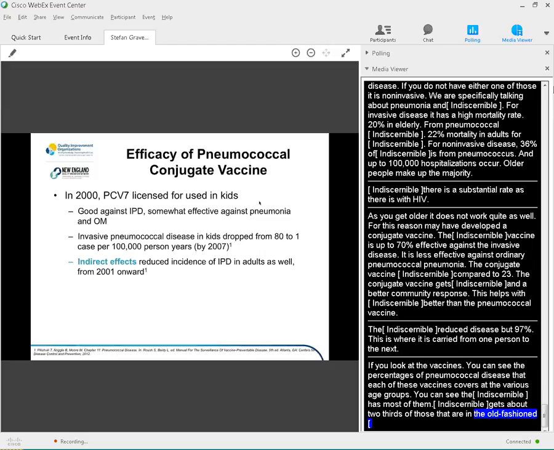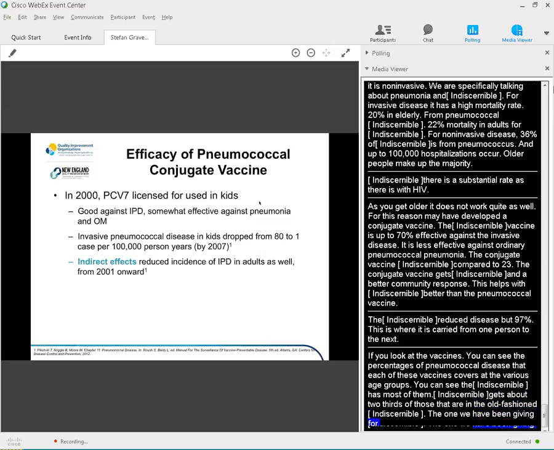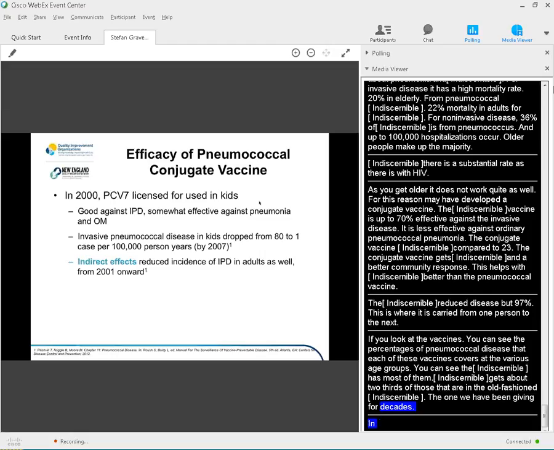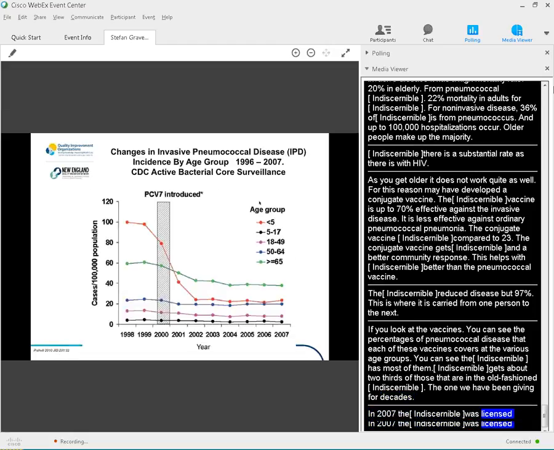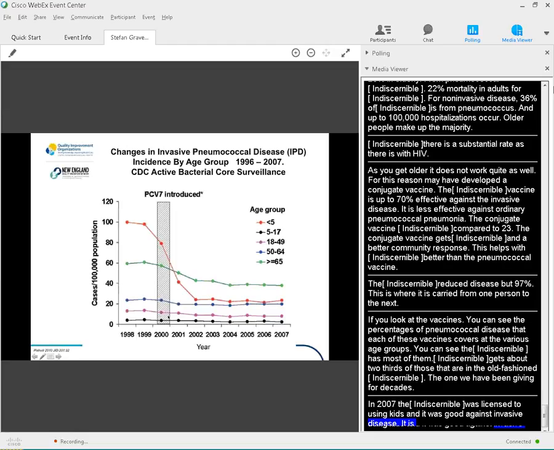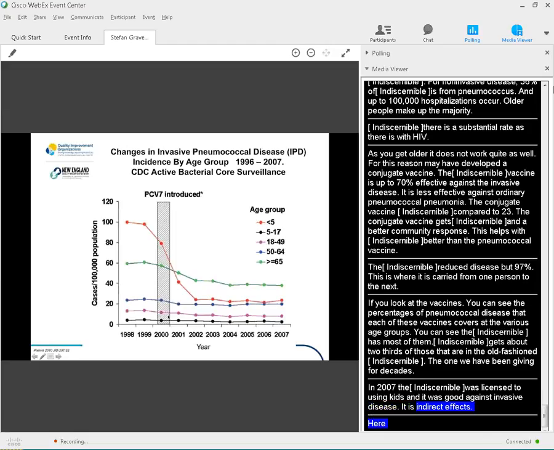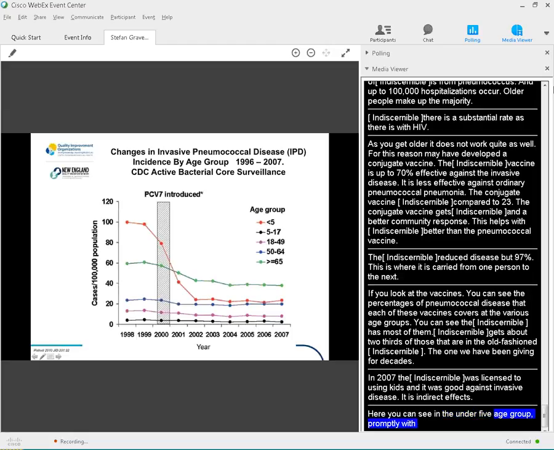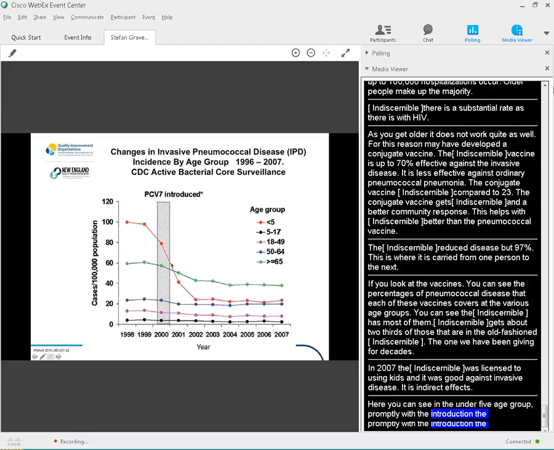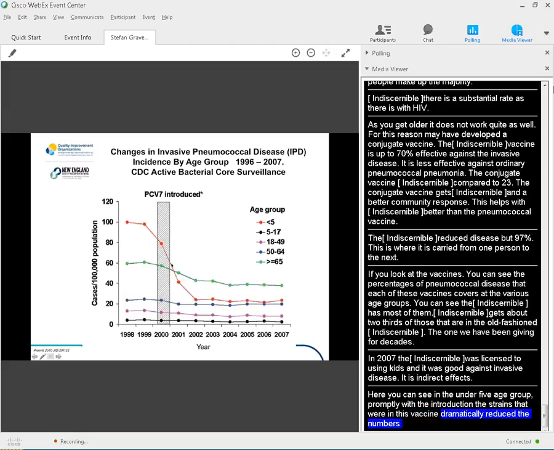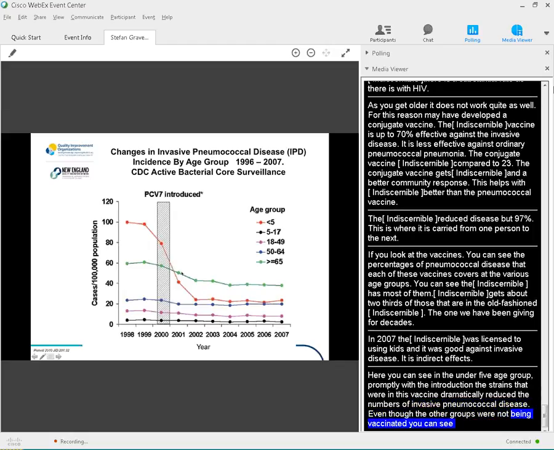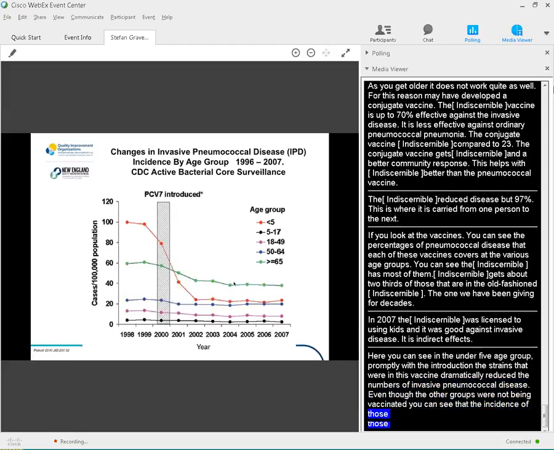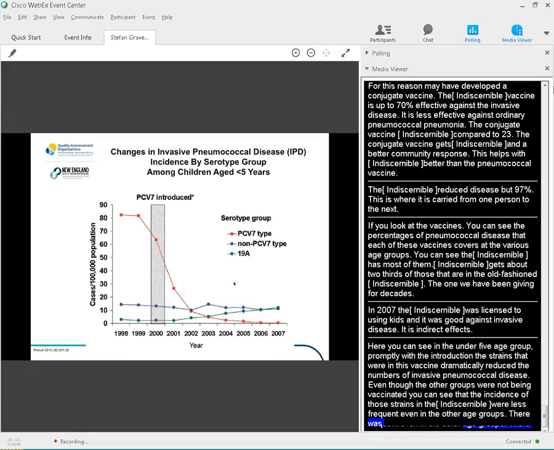So in 2007, the PCV7 was licensed for use in kids, and it was good against invasive disease. And it has indirect effects, and I'll show you those on this slide. So here you can see in the under 5 age group, when it was introduced in 2007, promptly with the introduction, the strains that were in this vaccine dramatically reduced the numbers of invasive pneumococcal disease. You can see that group just plummeting down. And even though the other groups weren't being vaccinated, you can see that the incidence of those strains in the PCV7 were less frequent even in the other age groups. So there was some protection conferred on the adults by the kids by getting this vaccine.